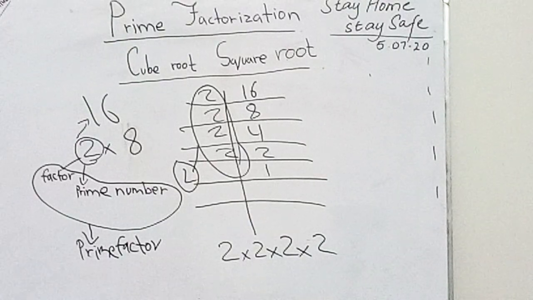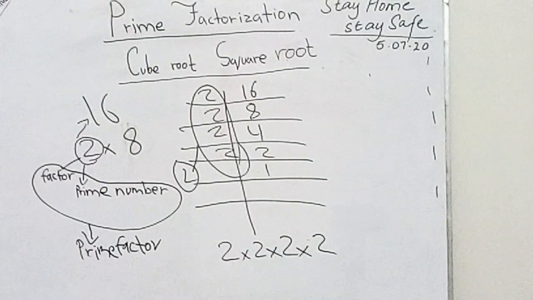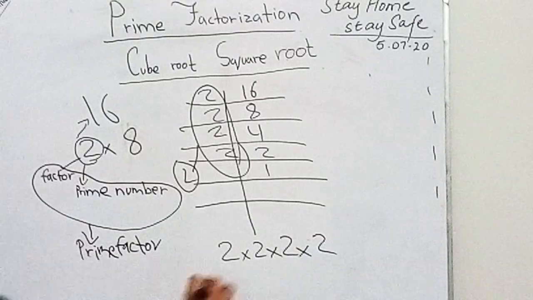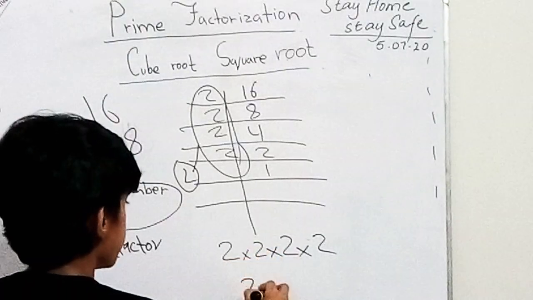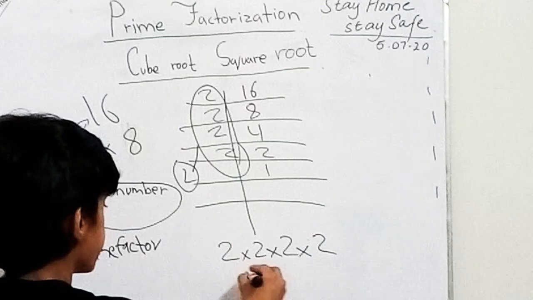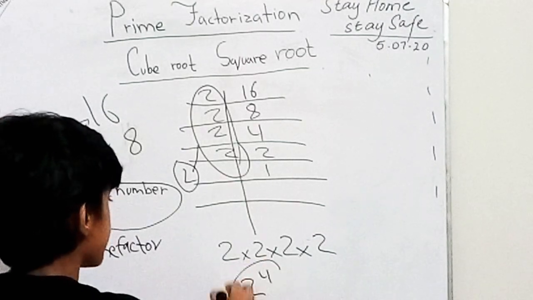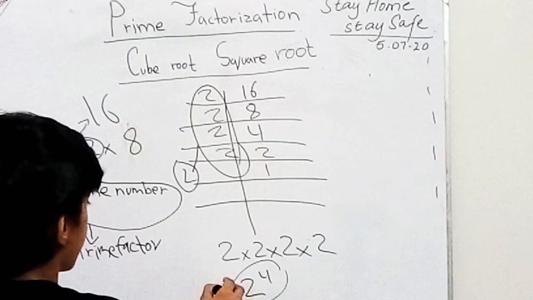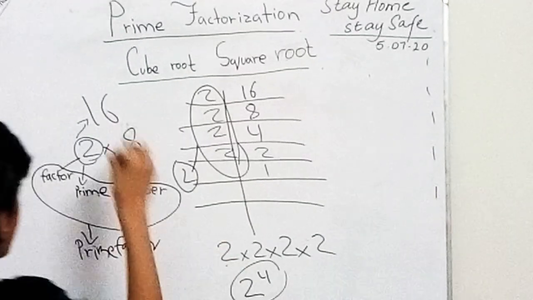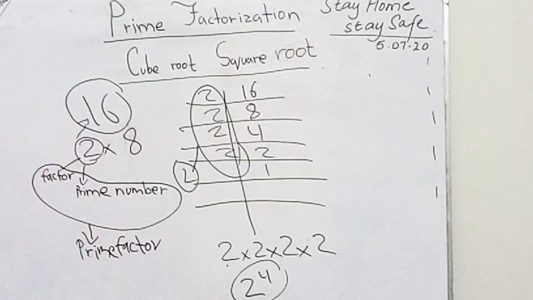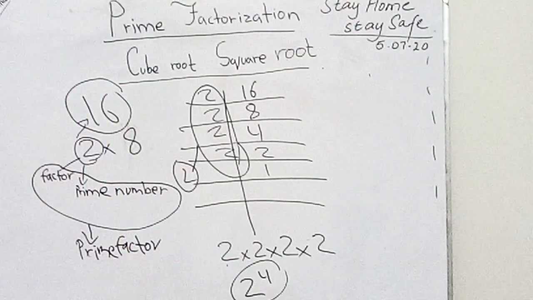Now let's put it in index notation, which we covered in our last video. How do you do it in index notation? Look, the number is 2. How many 2s are there? 4. So this will be the index notation, and this will be the answer: the prime factorization of 16.